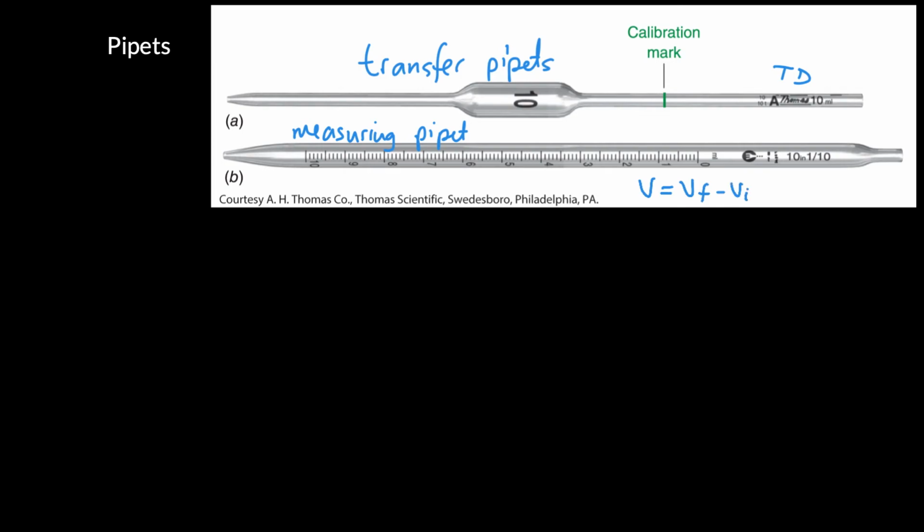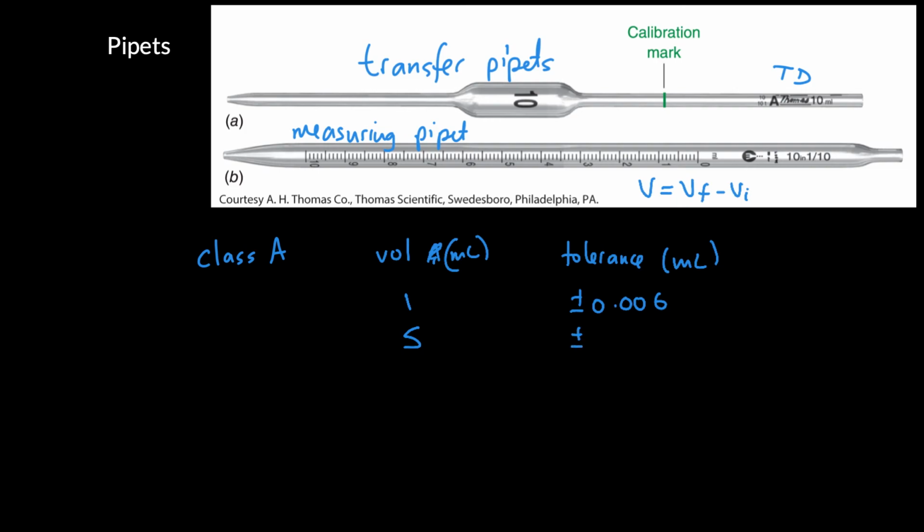Now, the Class A version of these pipettes has a pretty decent tolerance. For a 1 ml pipette, the allowable calibration error is plus or minus 0.006 ml. If you had, say, a 5 ml pipette, plus or minus 0.01, a 10 ml pipette, plus or minus 0.02. So you're looking at about 0.2% error for a pipette like this.